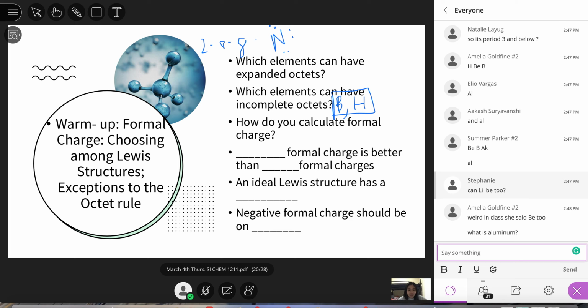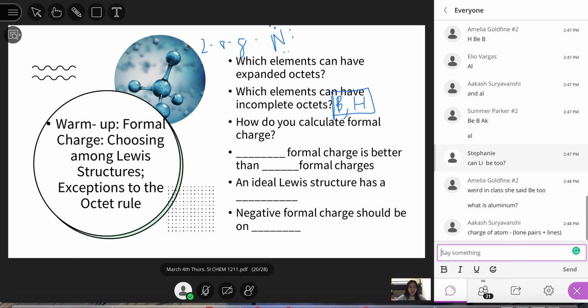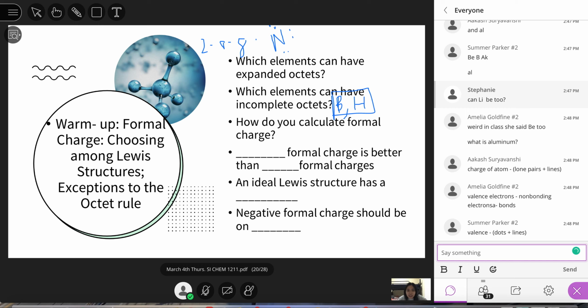And then how do you calculate formal charge? What's the equation? Do we remember? What's the equation for formal charge? Minus lone pairs plus lines. Okay, do we have anyone else? Because Akash said that. Does anyone have anything else they would say? Minus bonds, okay, plus lines.